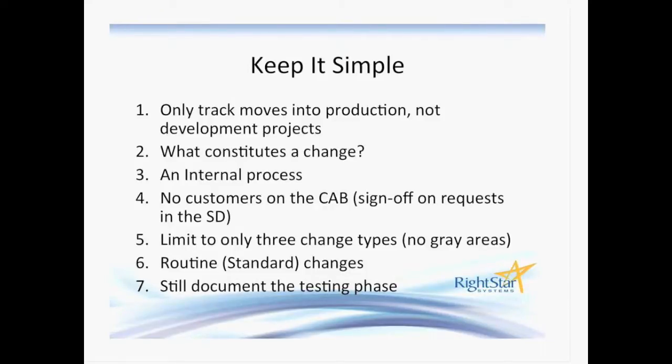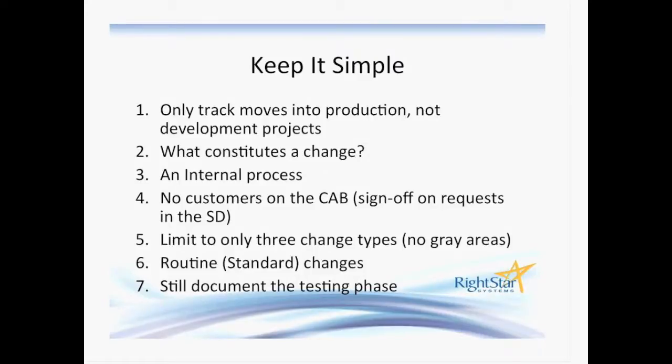So back to number 5. We're limiting to just 3 change types right out of the ITIL manual. No gray areas. But when I say no gray areas, I mean, don't give in and say, well, we need some changes that are normal changes. We'll go through a CAB, but it needs to be rushed through. Well, if it's going to be rushed through, you're introducing more risk. So I would be careful with that, and I would shy away from any gray areas, which is another change type between emergency and normal.